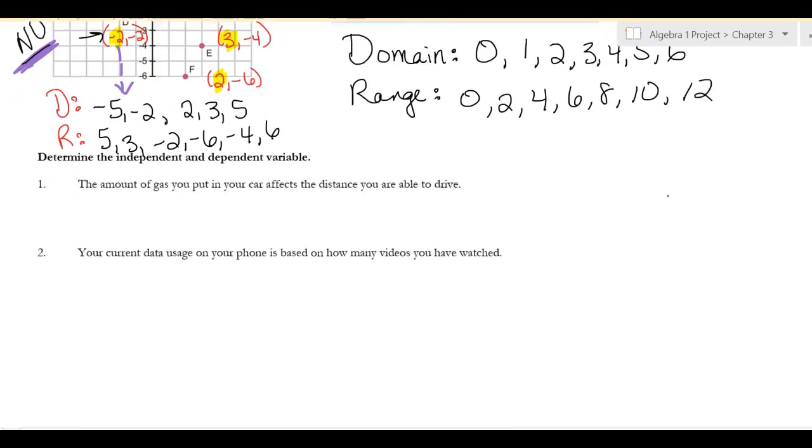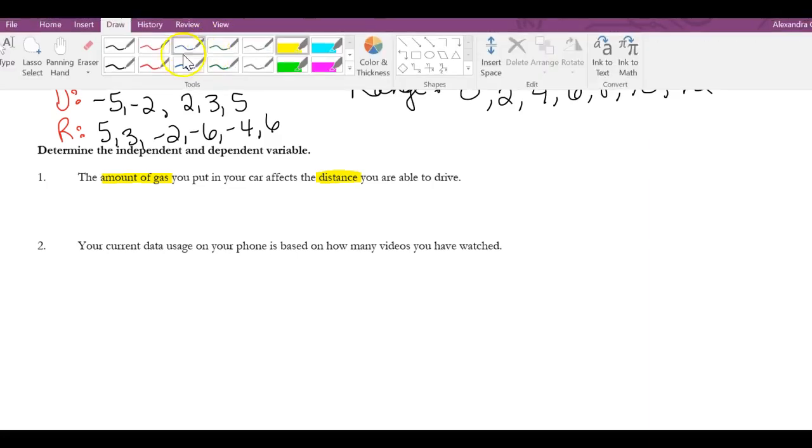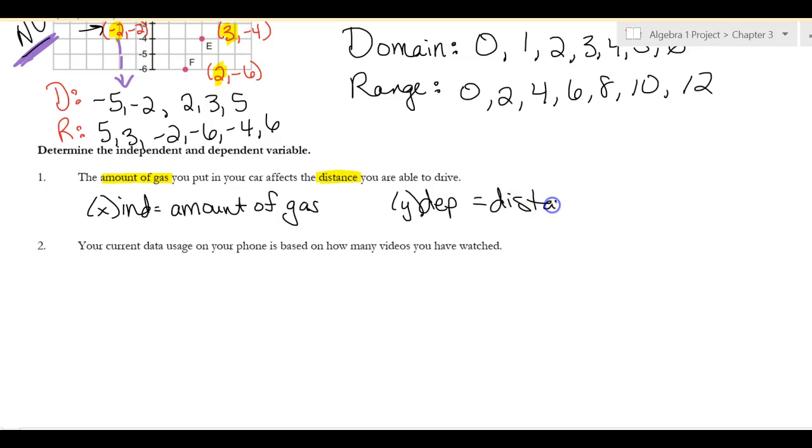All right, so now what we have to do is just do a couple problems determining the independent and dependent. So independent, again, is what controls it. So I'm talking about two things for number one. I'm talking about the amount of gas and the distance. So you have to think about which one is controlled. And the thing that controls how far you go is the amount of gas. So your independent is amount of gas. That's your x value. Your dependent, which is your y value, is your distance, how far you can drive.